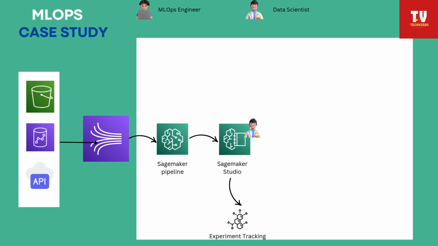For consistency across models, SageMaker Feature Store stores and organizes features, allowing teams to reuse them across different experiments. This minimizes redundant feature engineering and speeds up model creation.